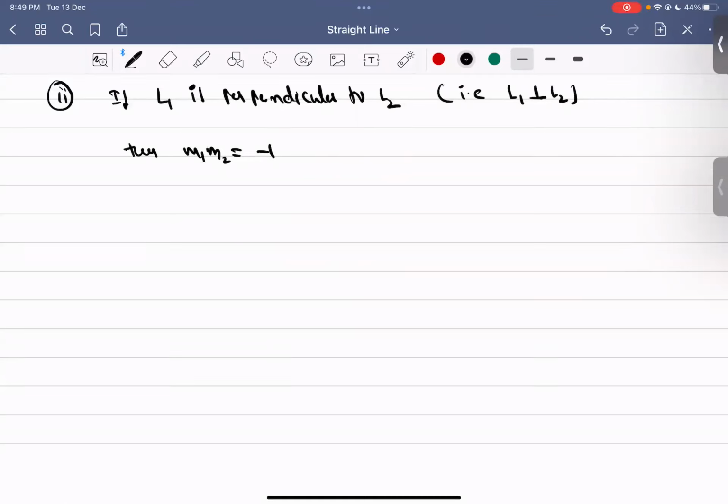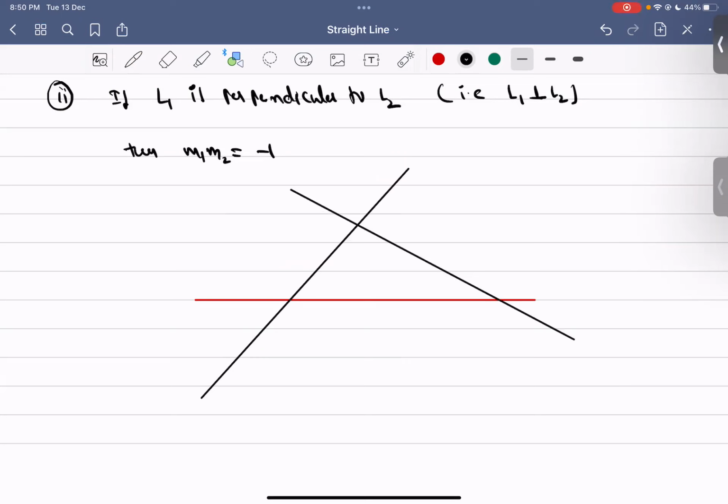To prove this, suppose this is the x-axis. Suppose L1 is this one. So this is the line L1, and L1 is perpendicular to L2. Therefore, suppose this angle is 90 degrees. This is the line L1 equal to 0, and this one is L2 equal to 0. The angle between the two lines is 90 degrees. Then what we need to prove is that the product of the slopes is -1.